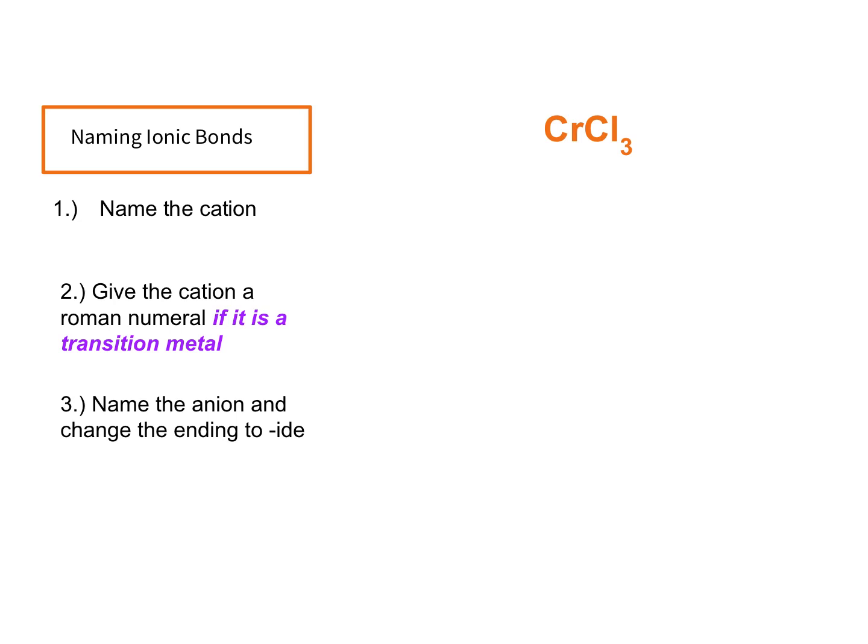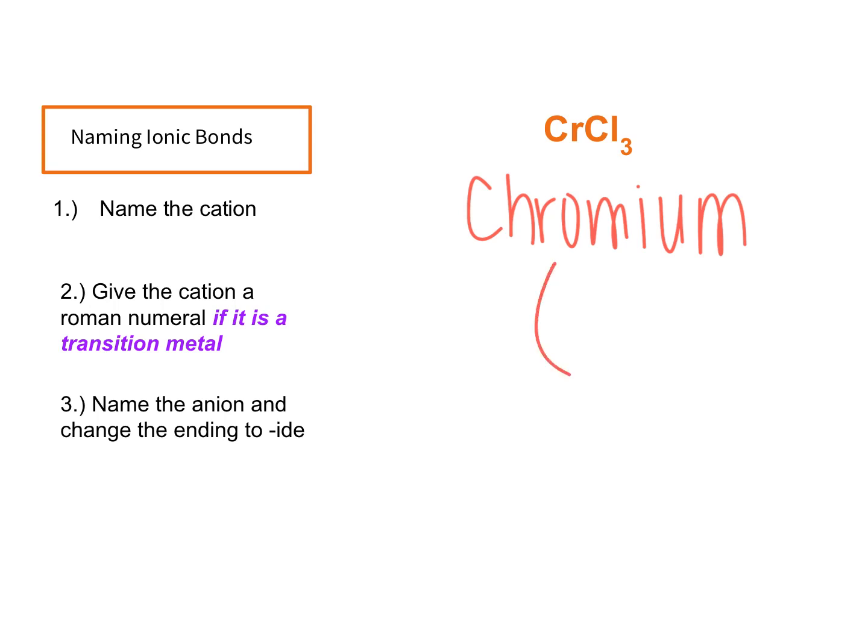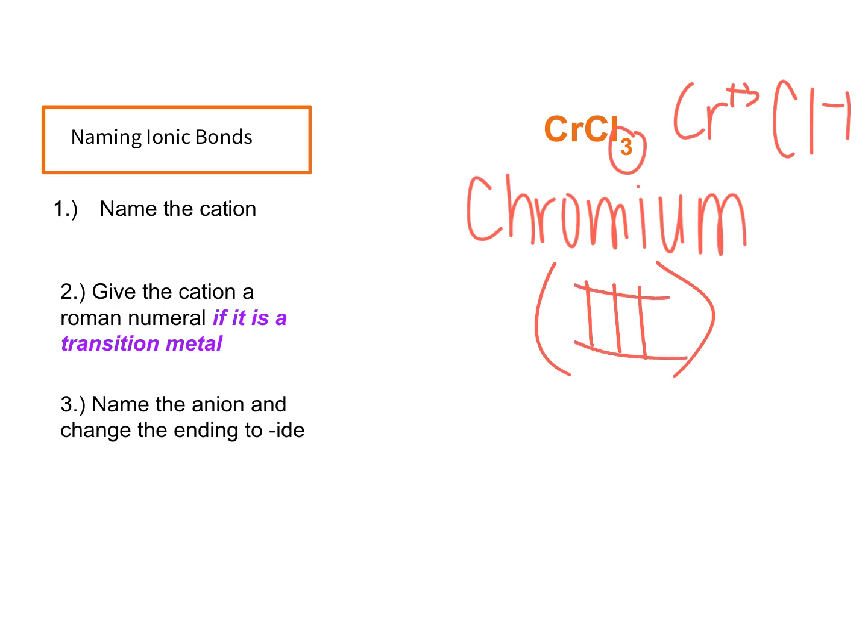All right, for this one, now we're going to name the cation, as always, chromium. Then this one actually is a transition metal. The Roman numeral that we give is the charge of that metal. So in this case, we're looking at chromium and chlorine. We know that chlorine is a -1. So this chromium has to be a +3. So this is going to be chromium 3. Then again, we have to change our anion ending to IDE. We have chlorine. So this is going to be, again, chloride.